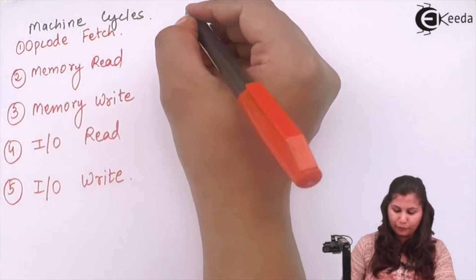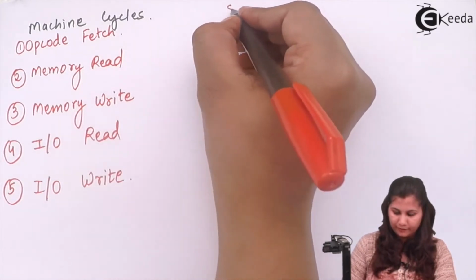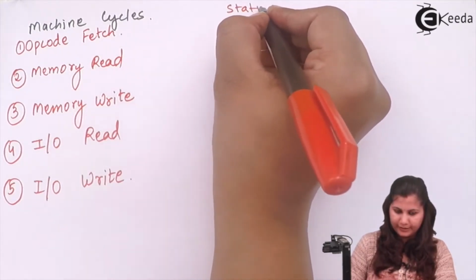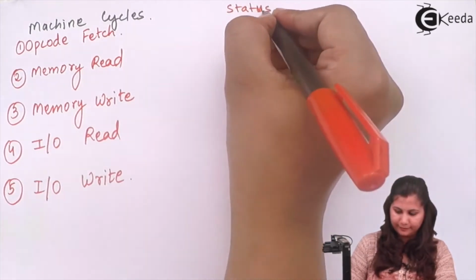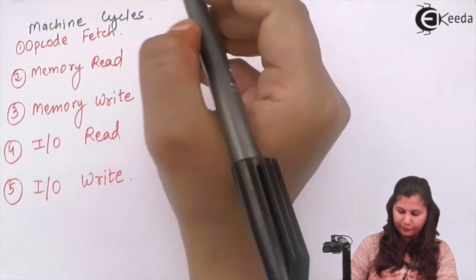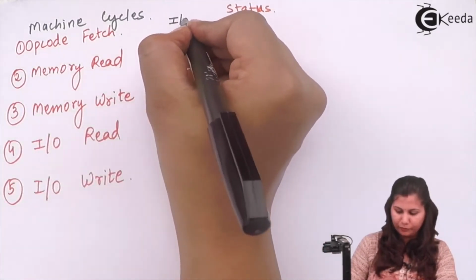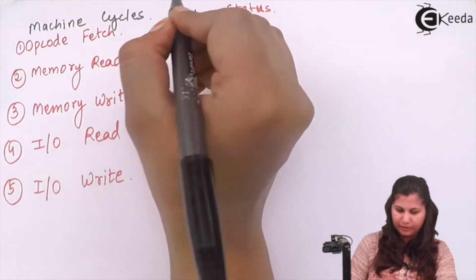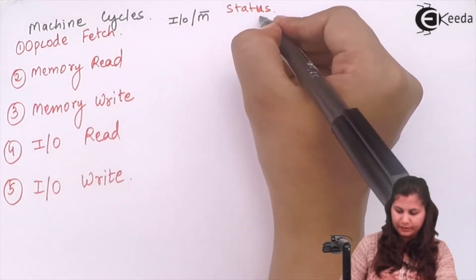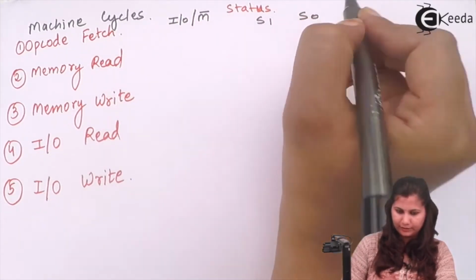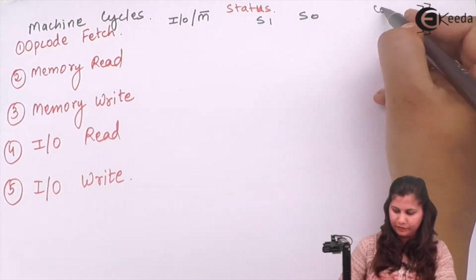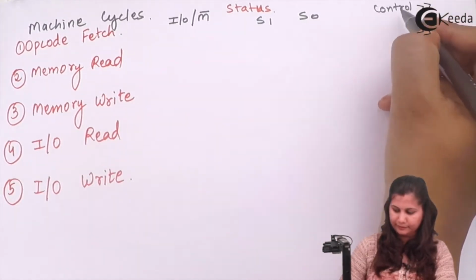So for opcode fetch, we are defining here the status signals. The first status signal we have is input output or memory, then we have S1 and S0, and here we have the control signals.